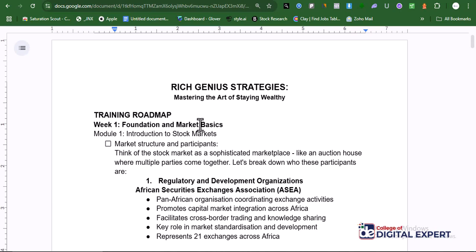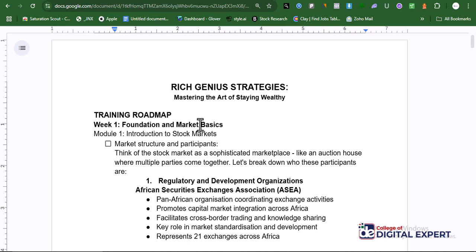Now, let's think of the stock market as a sophisticated marketplace, like an auction house where multiple parties come together. Let's break down these participants. Who are they? I want you to understand that our focus from this first introduction is the Nigerian market and also a little overview about the African market. Then we'll talk about the USA market and possibly the general market all over the world. We're starting with the Nigerian market and a little overview about the exchange market all over Africa.